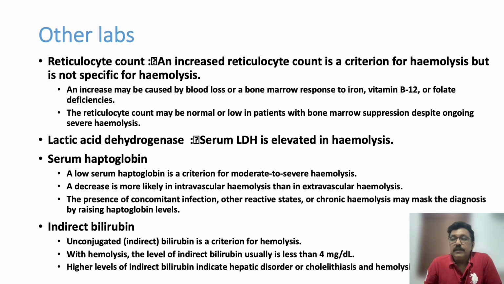LDH is increased mostly in hemolytic anemia. Low haptoglobin indicates moderate to severe hemolysis, but routinely we don't do this investigation, so I am not going into the details of that investigation. Indirect hyperbilirubinemia is a very good investigation in hemolysis. In many hemolytic patients, you can see the LDH is elevated, indirect bilirubin is elevated, and the production index will be increased. So you can make an easy diagnosis of hemolytic anemia.